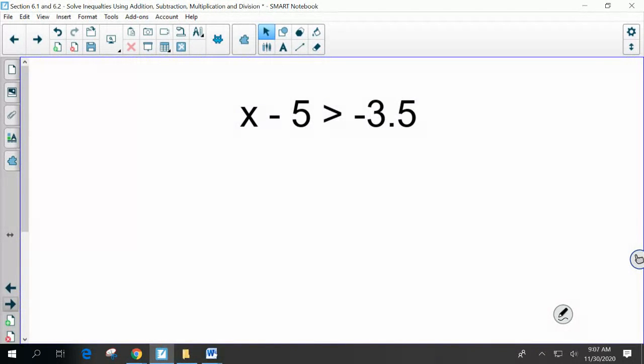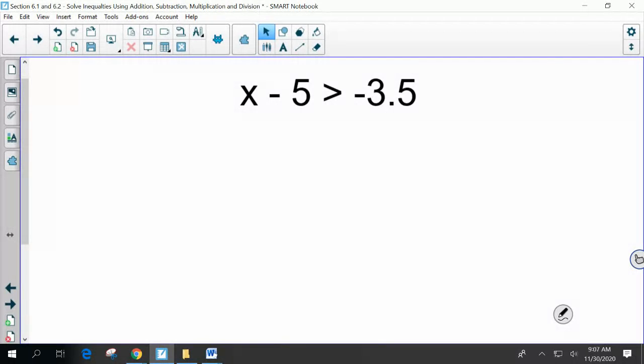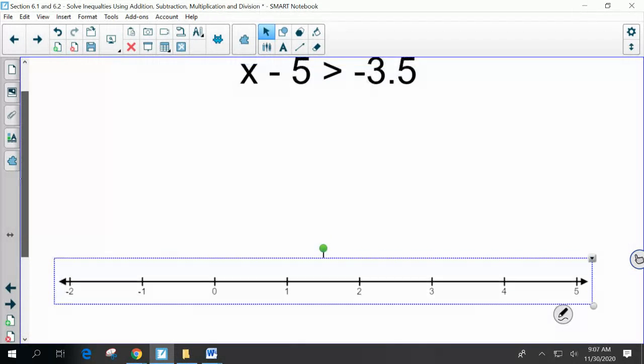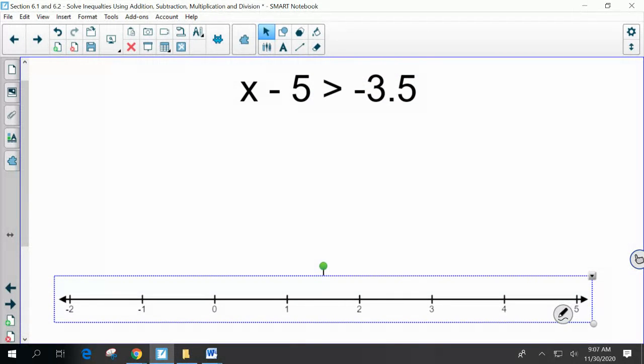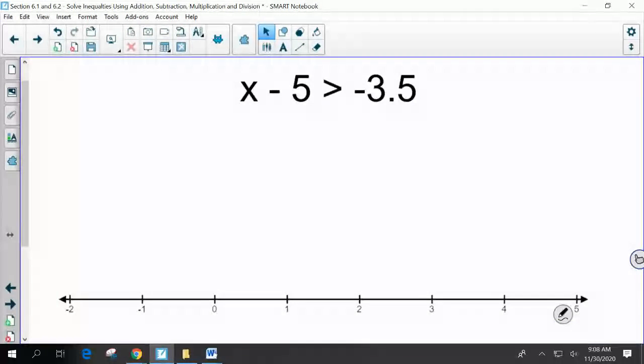So here's our first example. Do you guys have a graph underneath this? Yes. Okay. So, all right, so x minus 5 is greater than negative 3.5. So I'm going to solve this like a one-step equation. I'm going to add 5 to both sides. So x would be greater than, what would I get? I think 1.5. Yeah. So x is greater than 1.5.